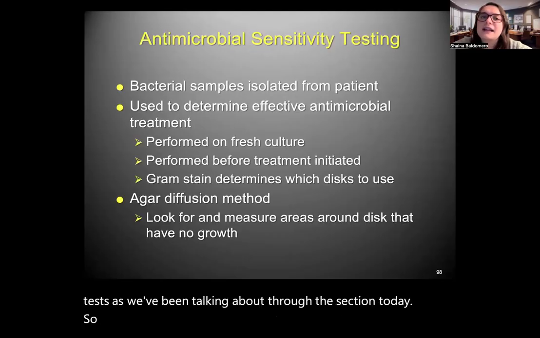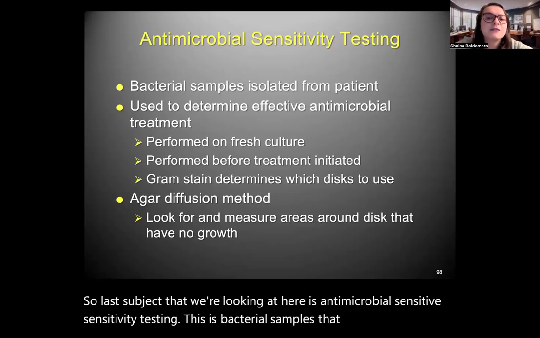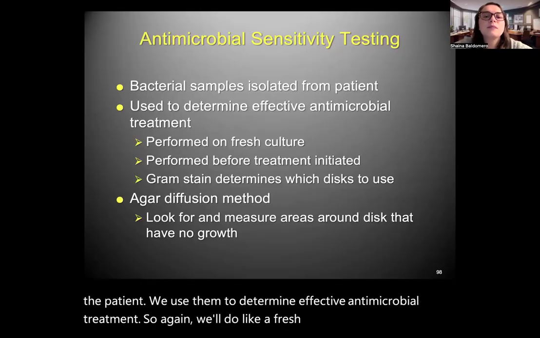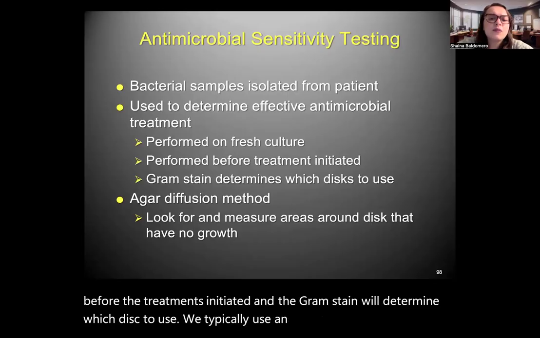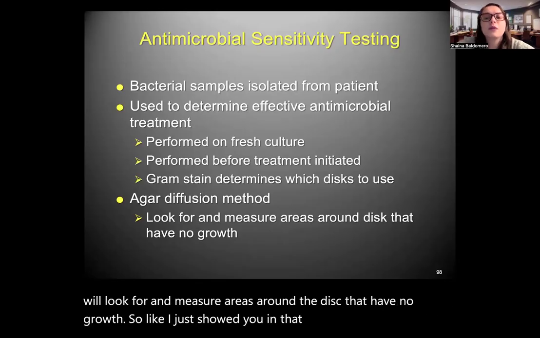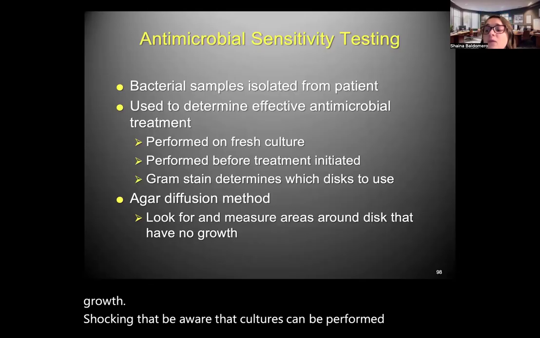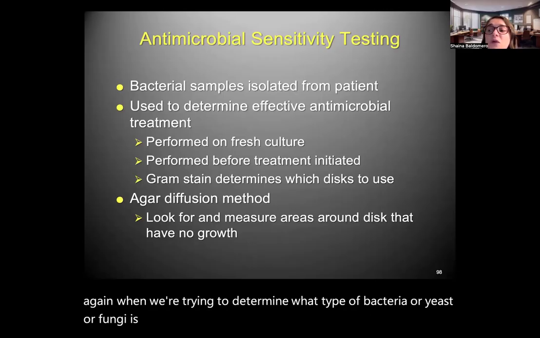The last subject we're looking at here is antimicrobial sensitivity testing. This uses bacterial samples that are isolated from the patient to determine effective antimicrobial treatment. We'll do a fresh culture and perform it before the treatment is initiated, and the gram stain will determine which disc to use. We typically use an agar diffusion method, which will look for and measure areas around the disc that have no growth, like I just showed you in that video. Be aware that cultures can be performed, especially when we're trying to determine what type of bacteria or yeast or fungi is present, in order to know how to effectively treat it.